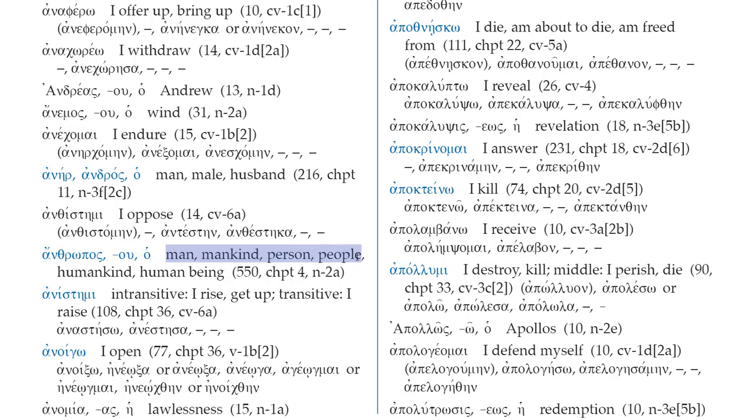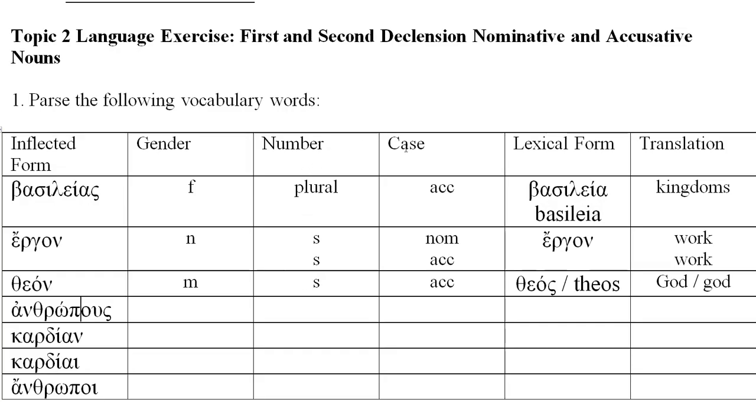In the plural, it would be people. Note that this is the basic definition. We can't figure out the translation until we also look at the case and the number. So don't translate directly from your dictionary or your lexicon. This gives you the base. Then you have to go back and check out your case and number before you can translate. So here's anthropous. We saw that this is masculine.